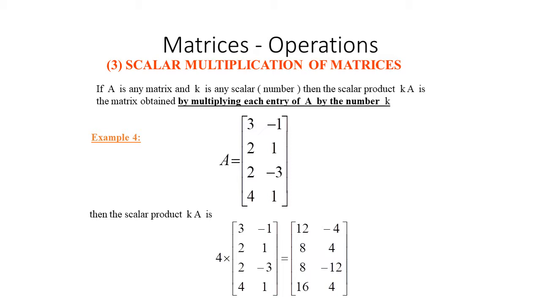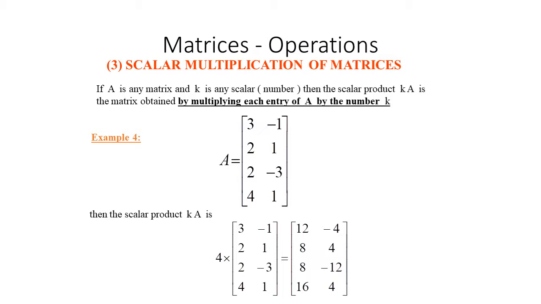So the next one we are going to see is scalar multiplication of matrices. If A is any matrix and K is any scalar, meaning a number, then the scalar product KA is the matrix obtained by multiplying each entry of A by the number K. If you want to multiply a matrix by a number K, that is what we call the scalar multiplication of a matrix, or we can say the scalar product of a matrix.